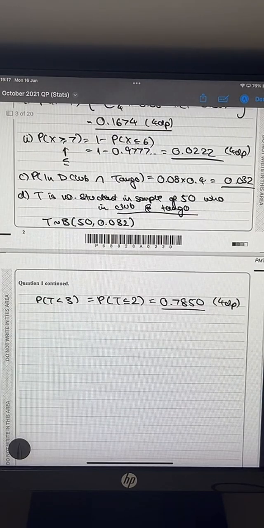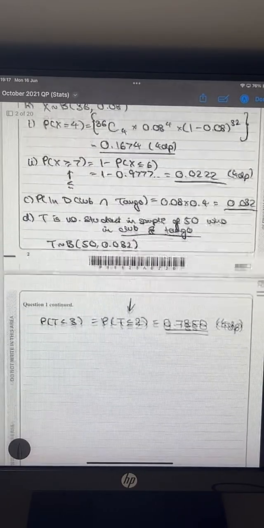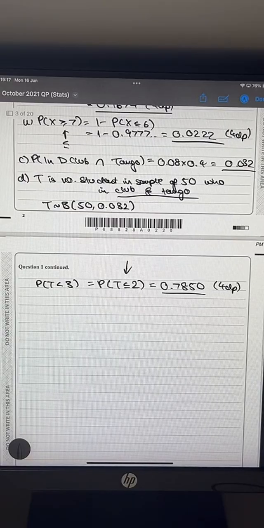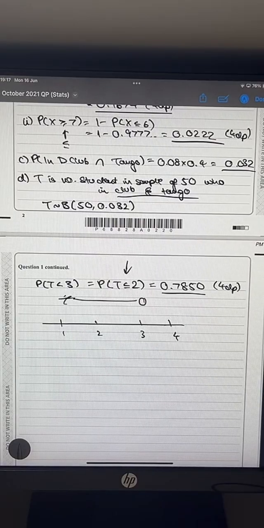So this is how you do this. Remember, you need the less than or equal to. If someone cannot visualize this, I'm going to show you a real quick visual. 1, 2, 3, 4. So less than 3 is these values down, and it can only be an integer. So we need less than or equal to 2 because 2 is the maximum value you get. And this is how you would do that.